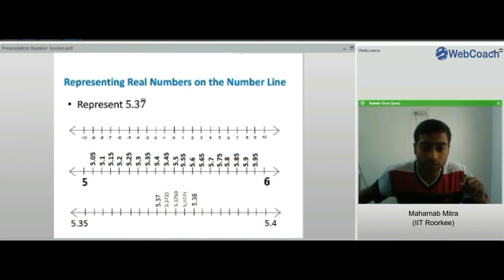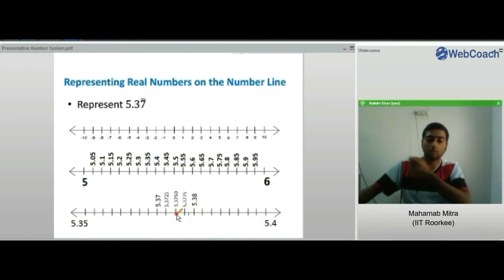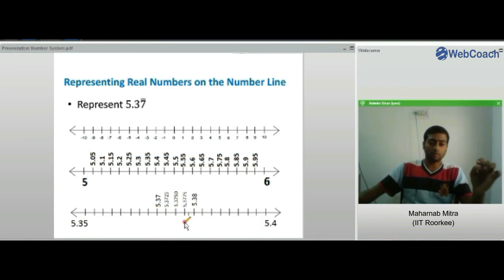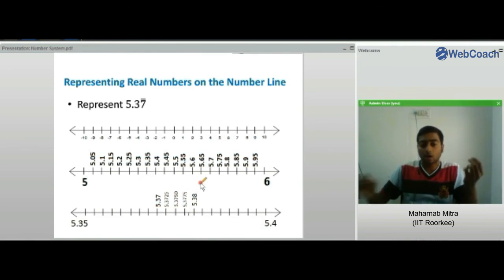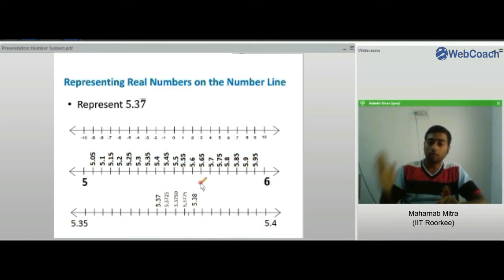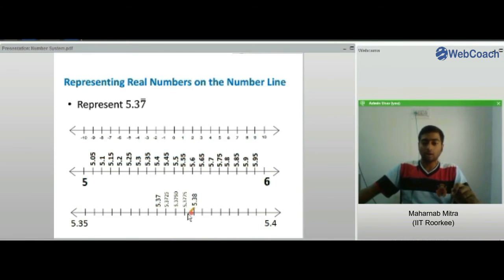So this point you can call 5.37777, like this. Okay, at this point the value is 5.37 bar. And how can we tell that this is the value? It is an approximate place, right? The number lies between our two shown numbers, 5.3775 and 5.38. 5.37 bar is obviously less than 5.38, right? And the number is obviously greater than 5.3775. So we can get an approximate value like this.